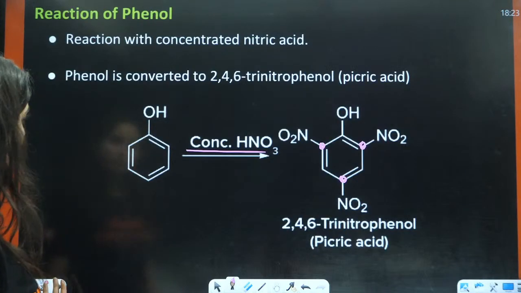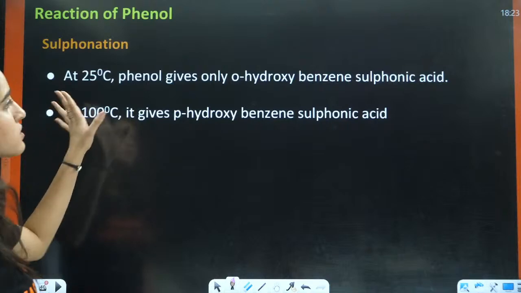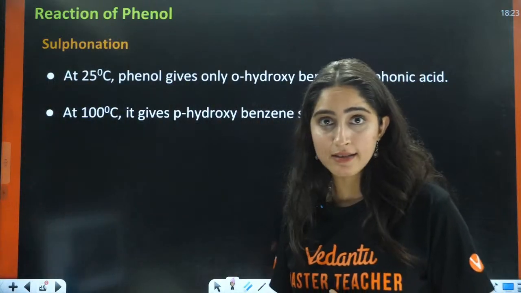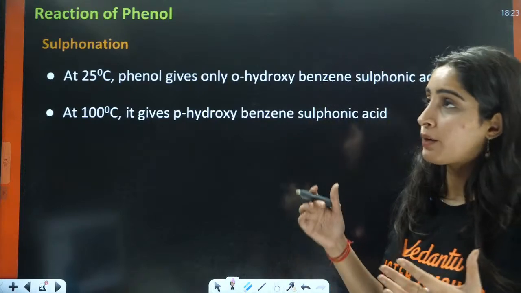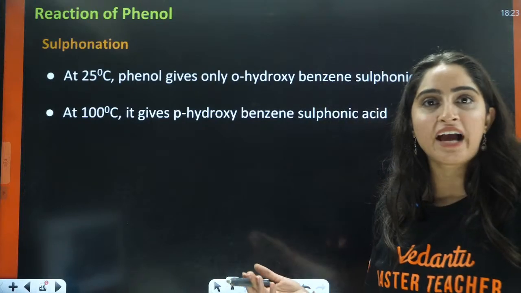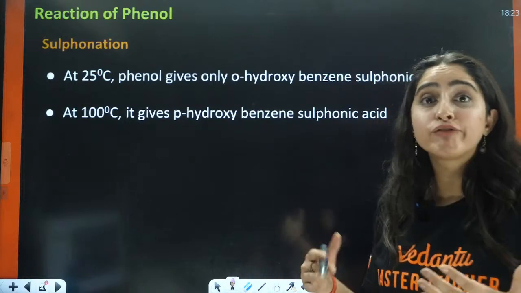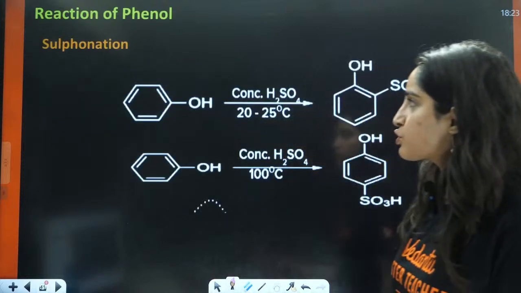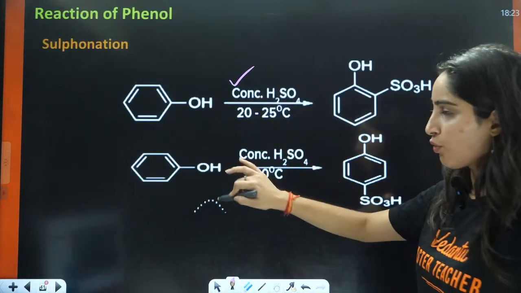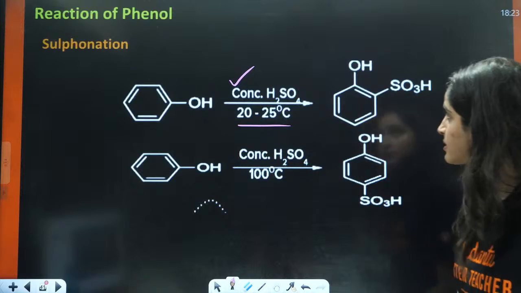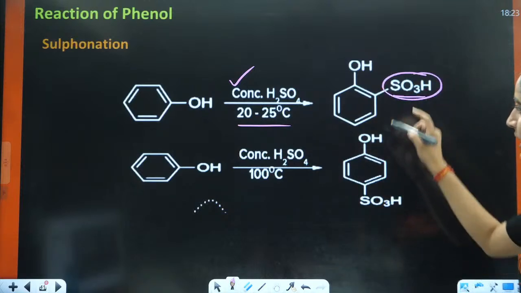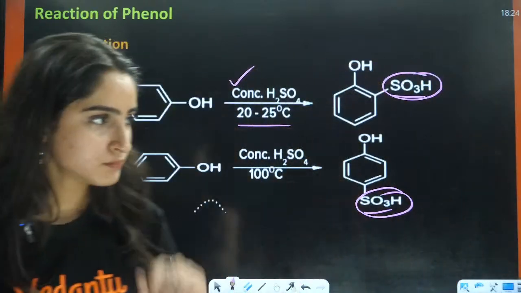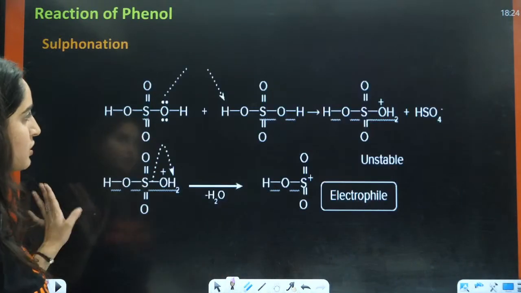Now, this is also done. Next is sulfonation. That is, you are basically doing the reaction with oleum or very high fuming H2SO4. Then what will you have, right? It is going to give us two things: concentrated H2SO4 at 20-25 degrees Celsius. It is going to give us SO3H at ortho or para position, right? At ortho or para position, right?